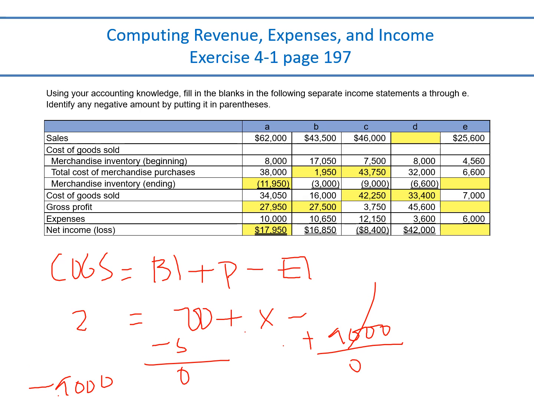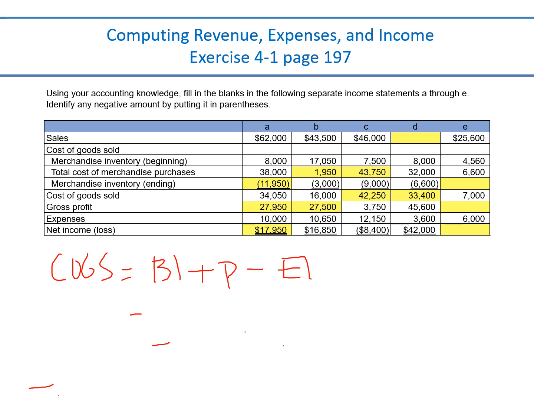All right, so then in letter D, we don't know what our sales are. I gave you the cost of goods sold number as well, but really they give you all the pieces of it. I got click happy here and hit my mouse too many times. So, okay, the merchandise inventory is 8,000 plus the total purchases is 32. Less ending inventory of 6,600 is how we get to that 33,400. So if we know that our gross profit is 45,600, our cost of goods sold is 33,400.